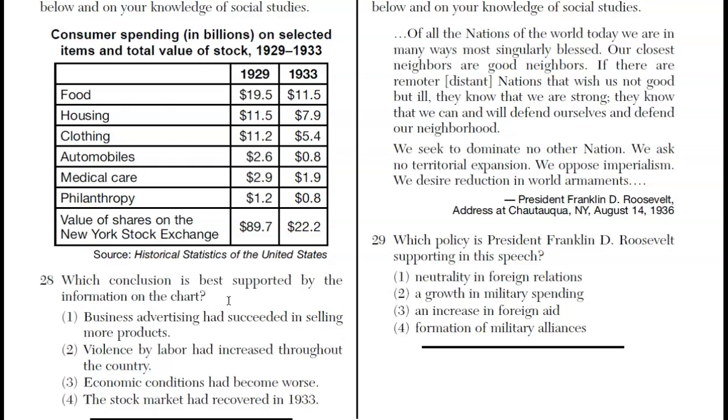So for food, the amount spent on food to go from 20 billion to just over 10 billion in 4 years tells you it's not because there are fewer people buying food, it's because people are buying less. And why do people buy less food? Because they can't buy more. So that is a clue there that economic conditions become worse.